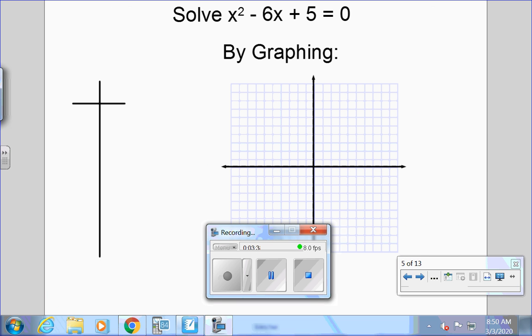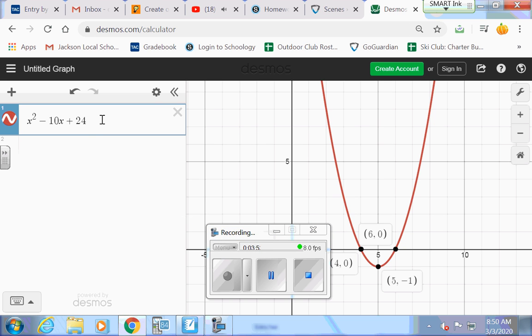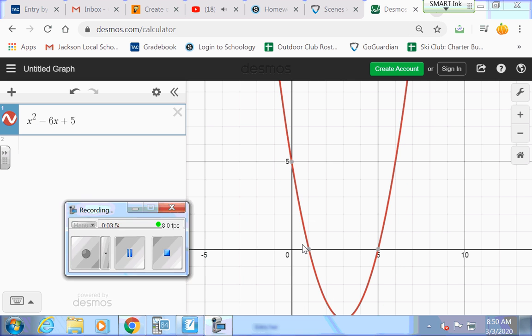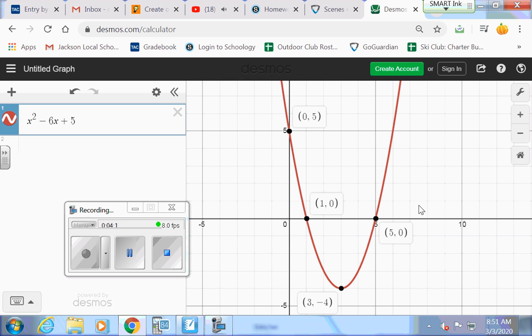Hey people in the video, we're going to do another Desmos graph. We're going to try to find the x-intercepts. Got it. Wait a minute, let me get it for the people on the computer. X squared minus 6x plus 5. Hover, click. Those are your important spots. If you need to know the vertex, hover, click. If you need the y-intercept, hover, click. Everything you ever needed. Desmos is the best.